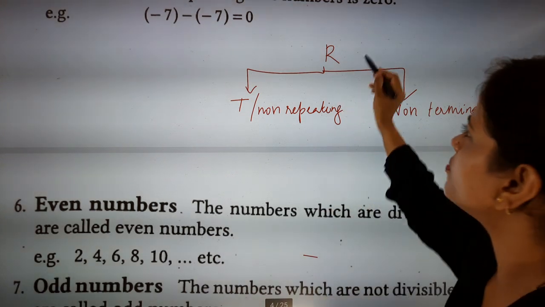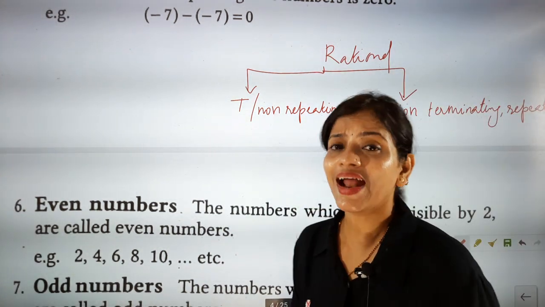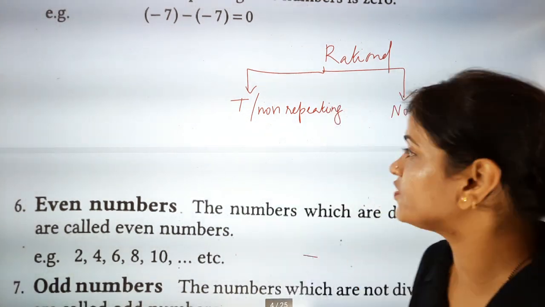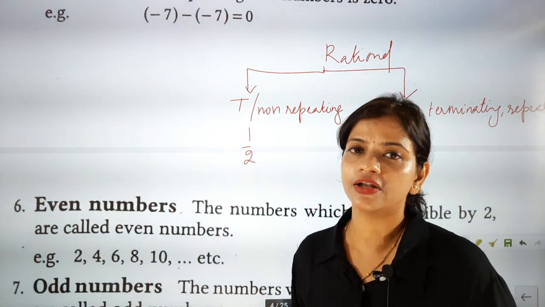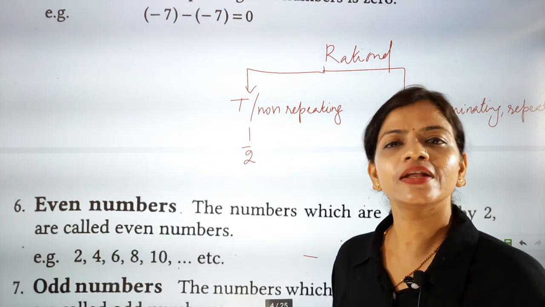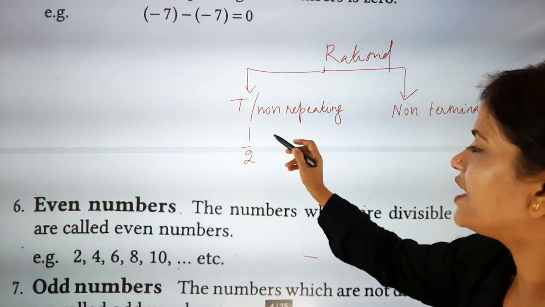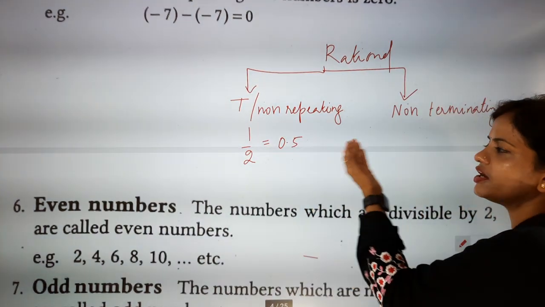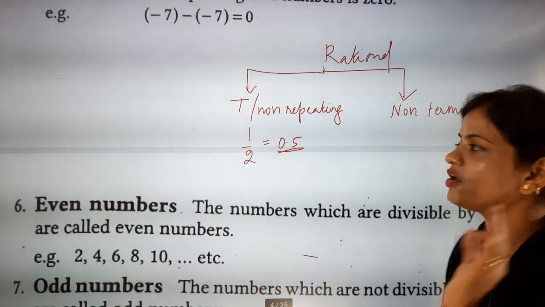Okay, so rational numbers are of two types. One type is called terminating and non-repeating, which means it gets terminated and does not repeat, like 1 by 2. Mostly, if 2 or 5 is in the denominator, it will always come out as terminating and non-repeating. So 1 by 2 is exactly 0.5. The numbers are not continuously coming again and again, so it is called terminating and non-repeating.